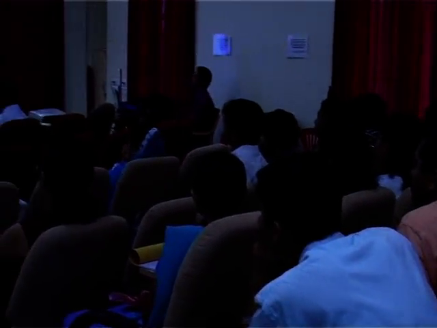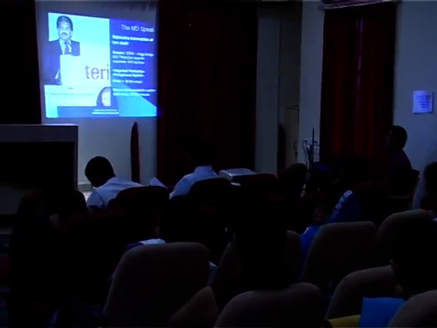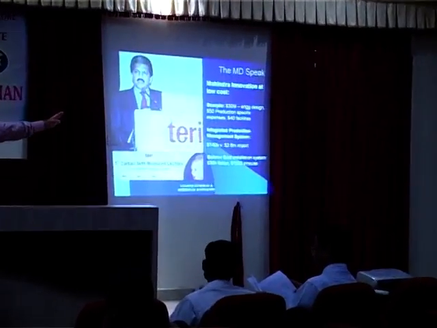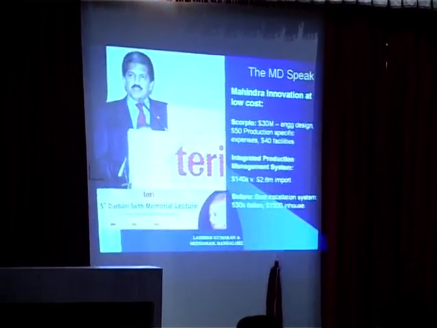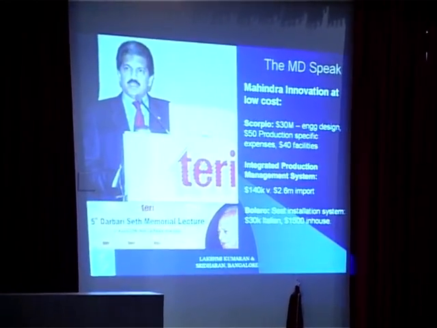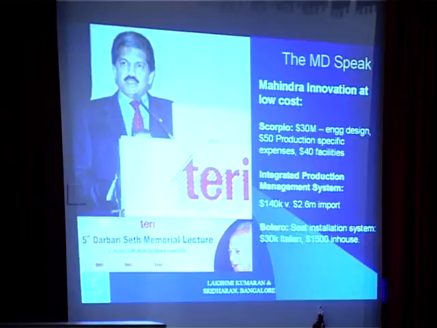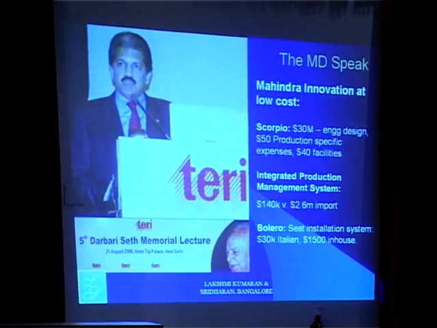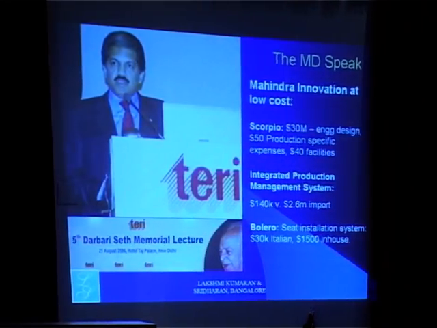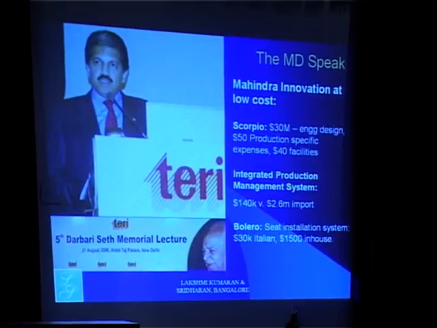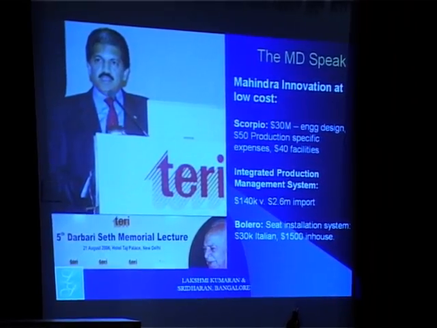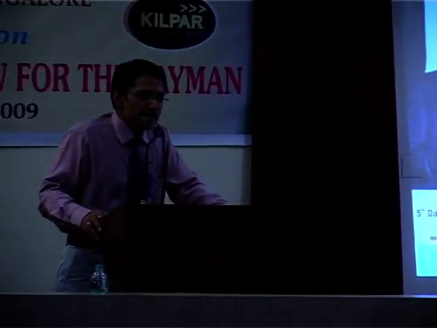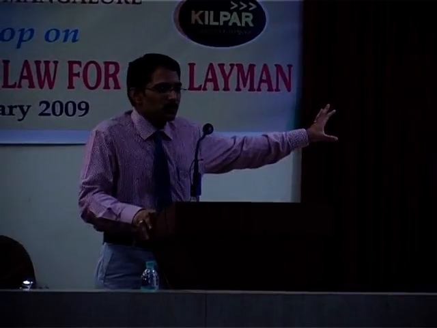Yeah. See, can you recognize this person? Anand Mahindra. He speaks about low cost and innovation expenses, R&D, research and development expenses. $40 facilities, 30 million, and integrated process management system, and what are the expenses on different models, say Bolero and some other, Scorpio. What does this show? He invested this amount in R&D.